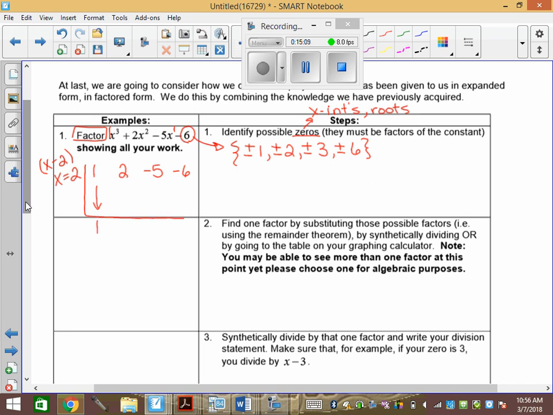Multiply, add, multiply, add, multiply, add. So I'm done, which is way more than I'm going to need. Okay, so 2 times 1 is 2. Add. 2 plus 2 is 4. Multiply. 2 times 4 is 8. Add. Negative 5 plus 8 is 3. Multiply. 3 times 2 is? And we are happy because this is a 0. What if it wasn't a 0?